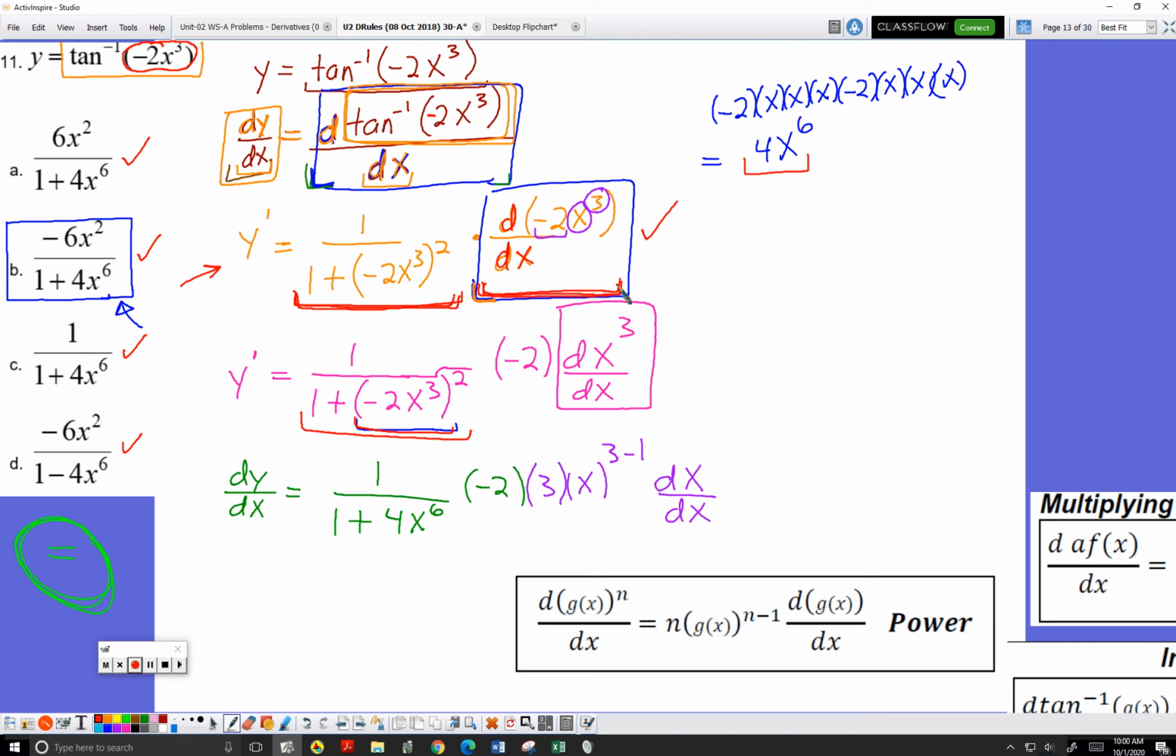Cool. Okay, we're done. Because what's dx divided by dx? 1. That's it. We found a formula. Our formula does not contain a d/dx operator anymore. We have a formula that can be used to compute the tangent slope of any point on that original function. So now we just kind of put it together. So fraction, this stuff's all in the numerator here. So that's going to be negative 6x squared divided by 1 plus 4x to the 6th.